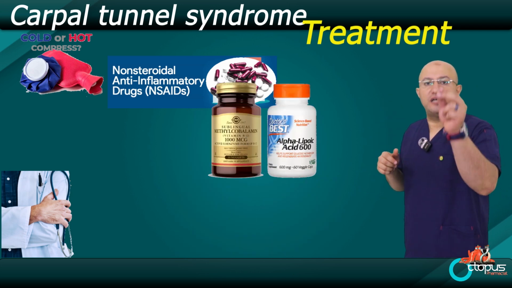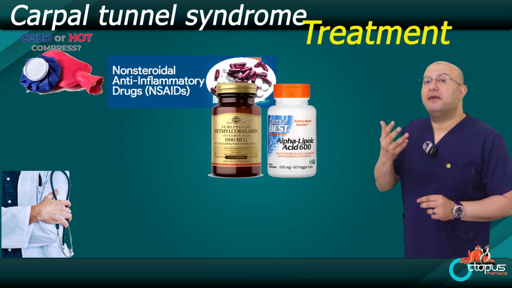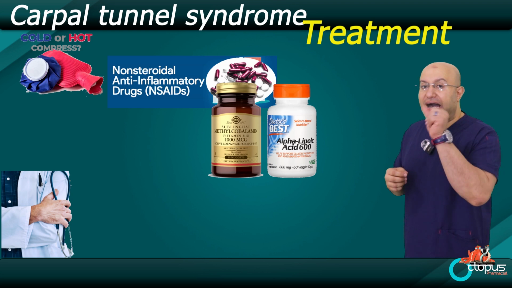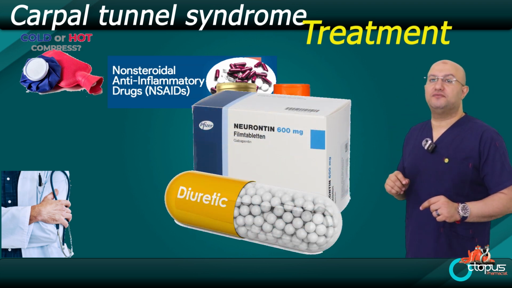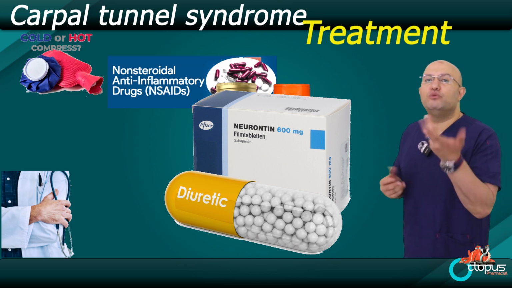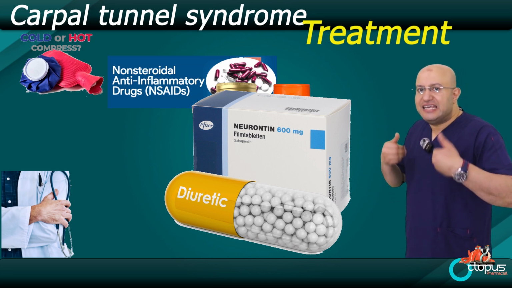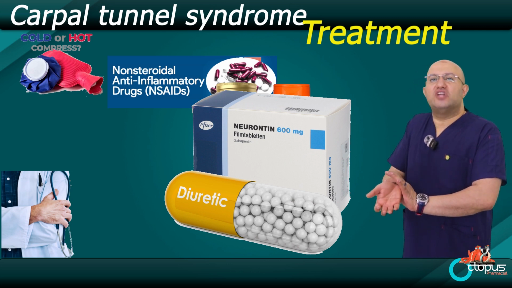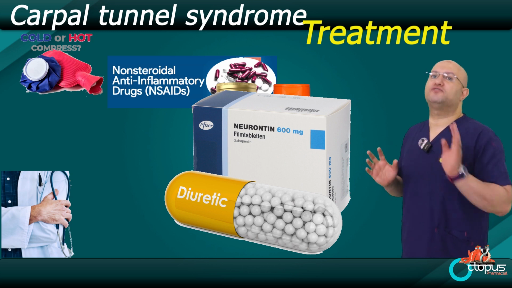Step 4, Prescription medications. If symptoms persist, doctors may prescribe gabapentin, a controlled medication, which reduces nerve inflammation and pain by affecting the central nervous system. Diuretics, water pills, decrease fluid retention, reducing pressure in the carpal tunnel. Requires medical supervision due to possible side effects.